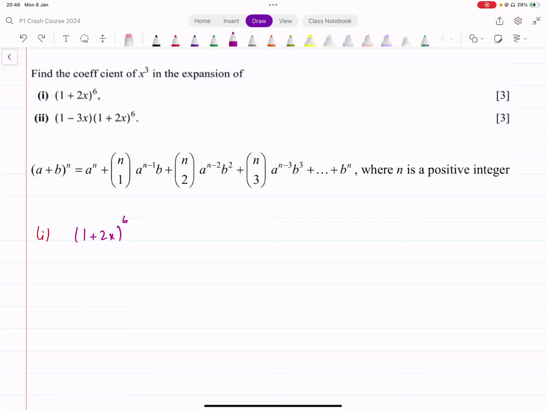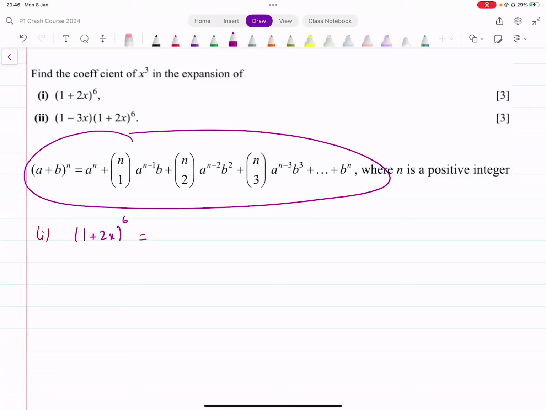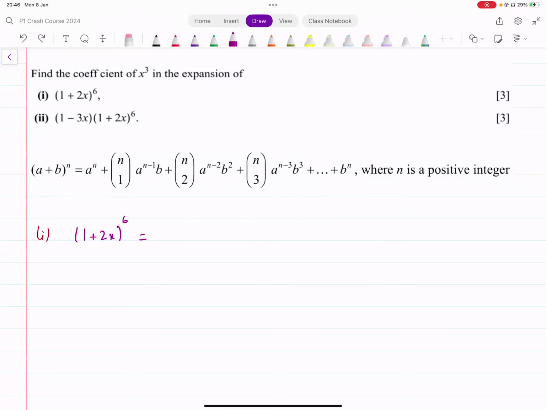So where does x cube come? I would suggest you just use this formula and expand it until you find that term that you're looking for. You're looking for the term in x cube, the coefficient of x cube, right? How do you expand it? The formula is (a plus b) whole raised to power n. Let's compare the two. In place of a, you have 1. In place of b, you have 2x. In place of n, you have 6.